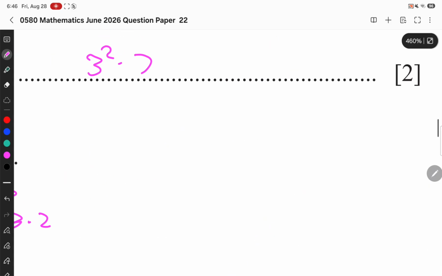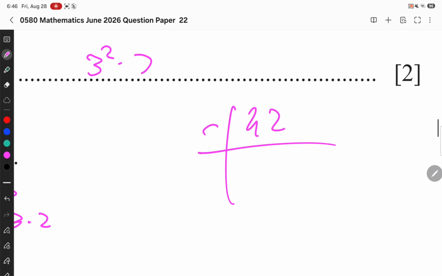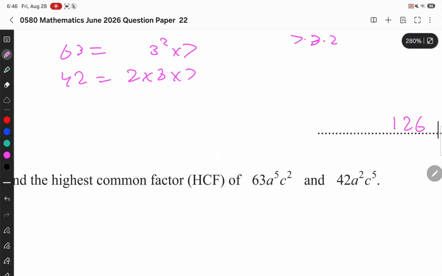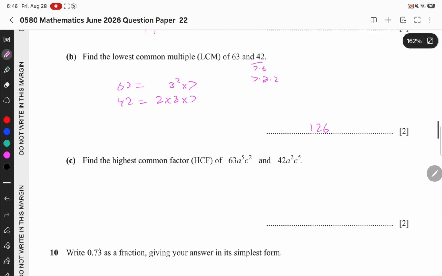Let me prove for 1 to 42. Wait, 1 to 42. I do not trust myself. Still 21. Okay, yeah. Easy peasy. HCF of this, we know 63 is 3 squared times 7. This is 2 times 3 times 7 for 42. So the HCF will be 7 and 3. So the HCF is 21.